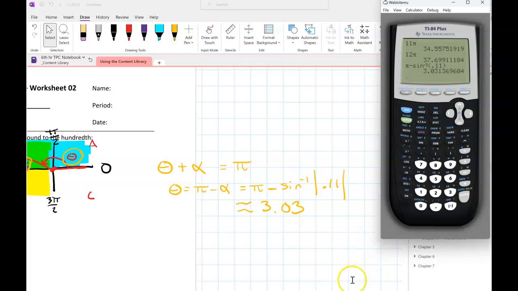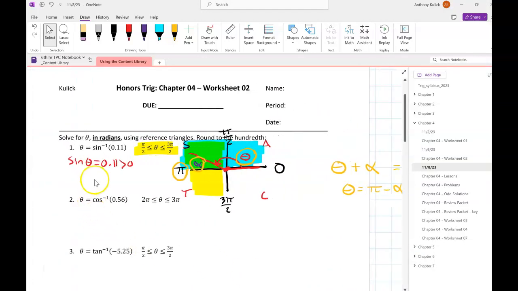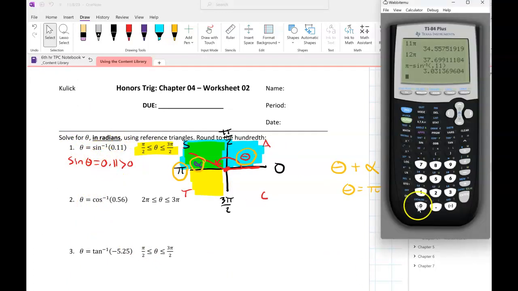So let's do that. To check this, I need to check two things. I want to check that sine theta does give me 0.11. So if I do sine of that number that we just got, if I press second and the negative symbol, it does ans for me and it'll just plug the answer that I have in. So that worked. That's half of my check. Everybody's good?